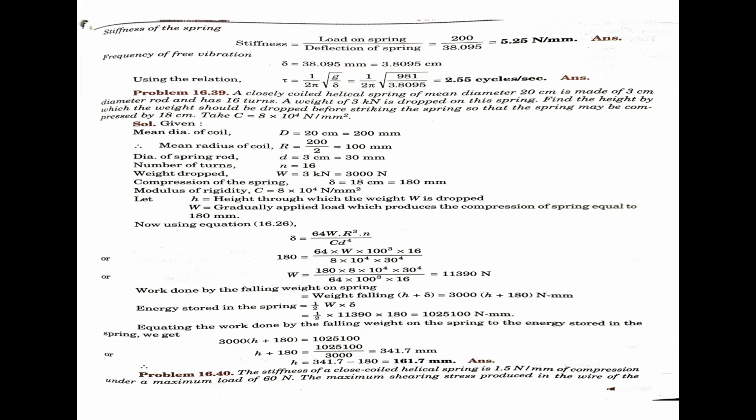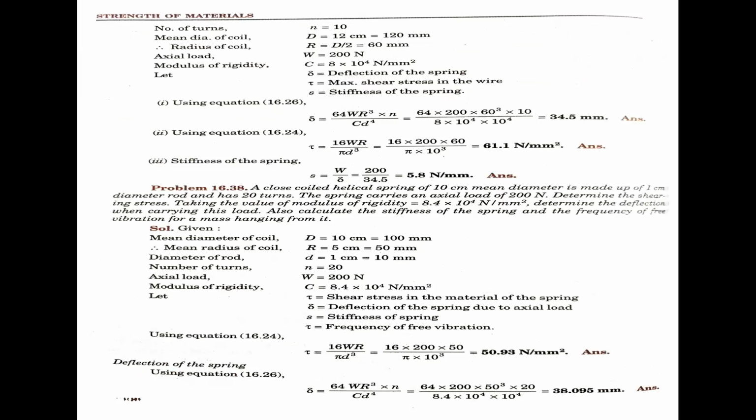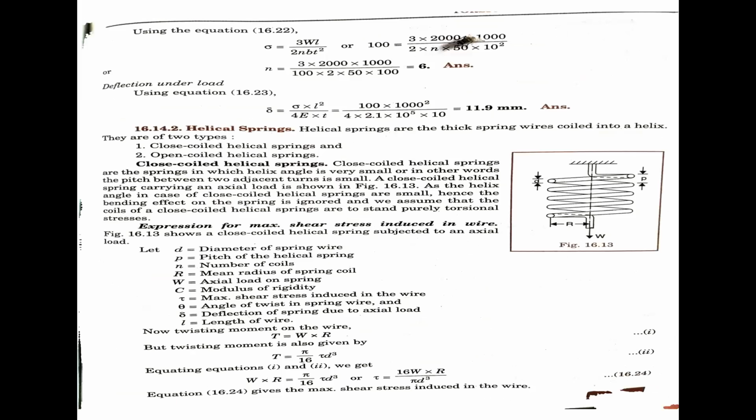Okay, next class I will explain the second type of spring, the open coil helical spring. Closed coil helical spring is completed. Next class I will explain open coil helical springs. With the open coil helical spring I will complete unit 2, and next class I will explain unit 3 after completion of the open coil helical spring topic.